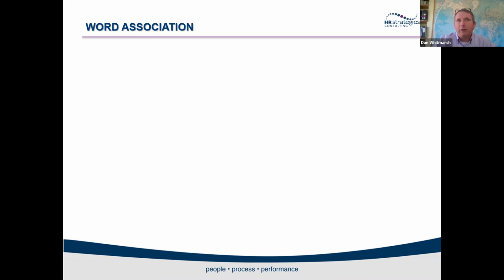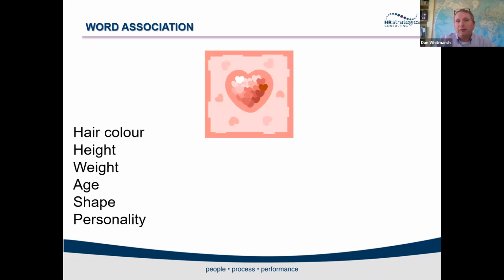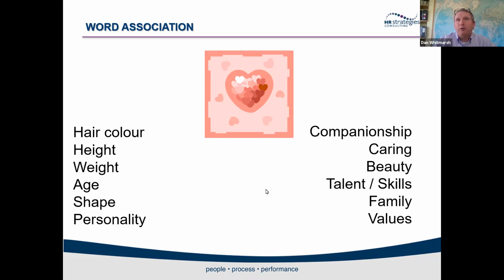Now, even one more association game. This one's probably the funnest one. Think about the last time you met a love interest, right? If you're looking, you might search by hair color, height, weight, age, shape, and personality variables. But when you choose a life partner, it's never for those things. It's always about the companionship, their level of care, the beauty. And I don't just mean physical. I mean how beautiful they are as a person and an individual, the talent and skills that they bring to the relationship, their values and their family ties and commitments. You want them to all be in line with what yours are.